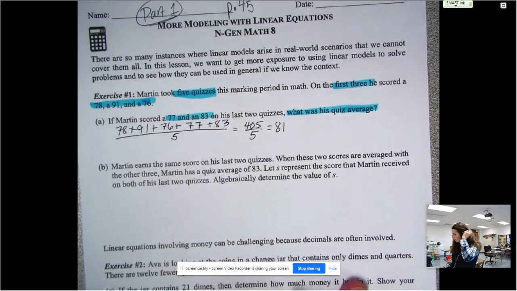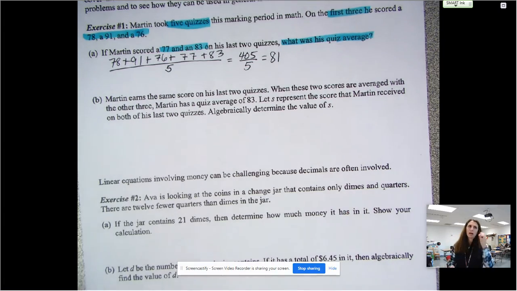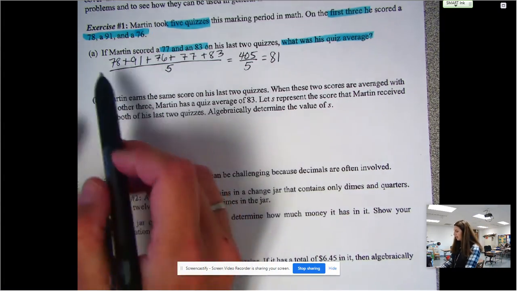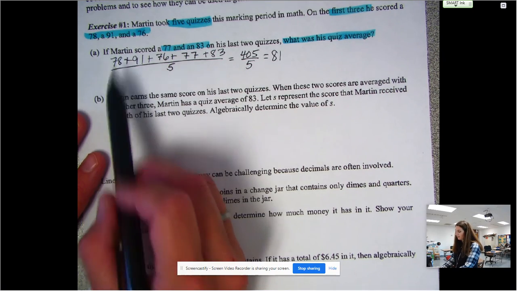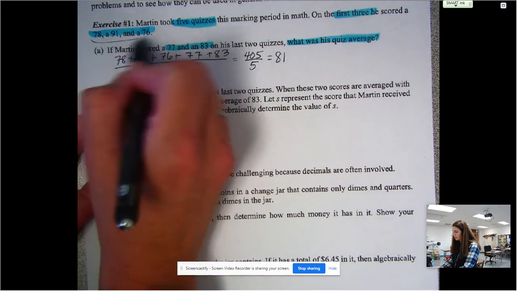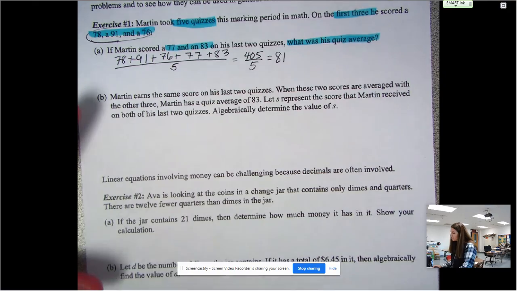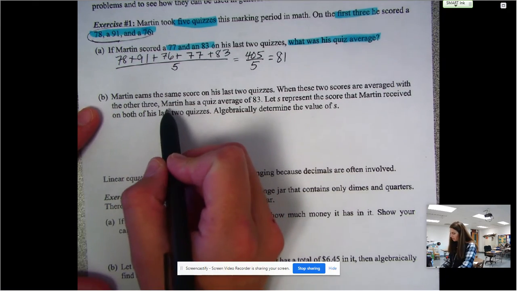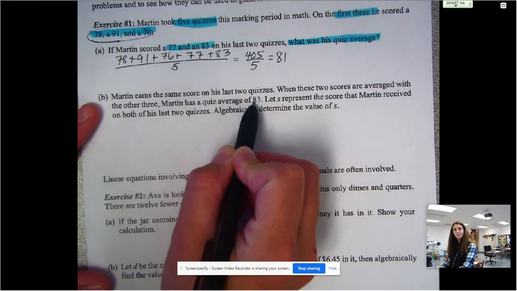Okay? Martin earns the same score on his last 2 quizzes. So we're starting over kind of, okay? Like this was our example, our if, and now we're going back down to what really happened. So he got these 3 scores. We're going back to reset that, and then we're going again. Martin earns the same score on his last 2 quizzes. Pretty consistent, Martin. When these 2 scores are averaged with the other 3, Martin has a quiz average of 83.